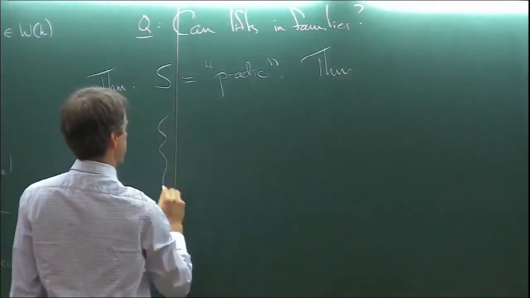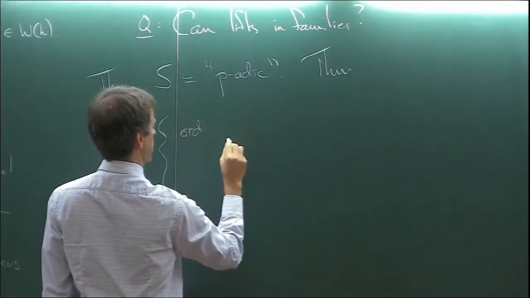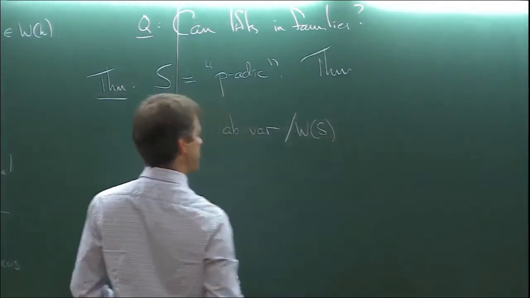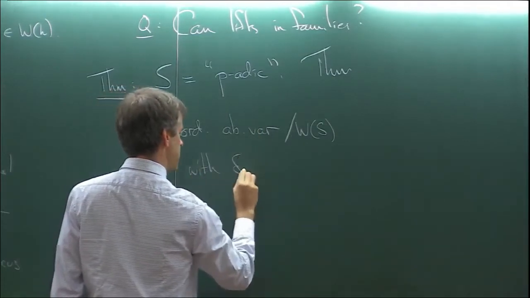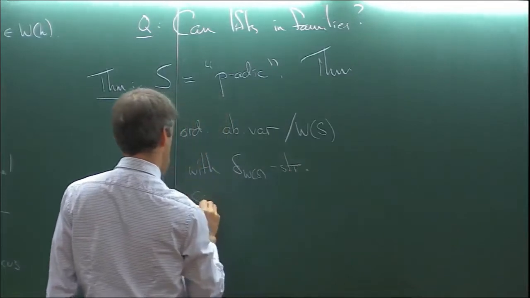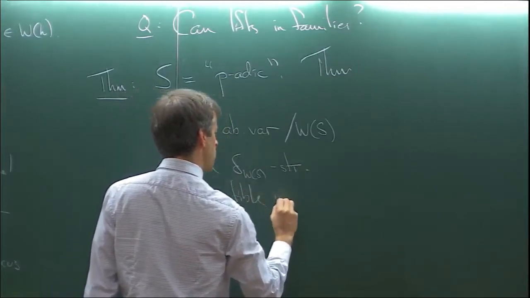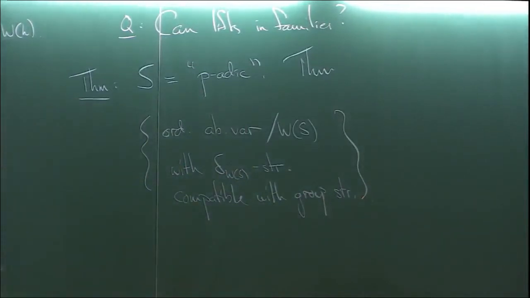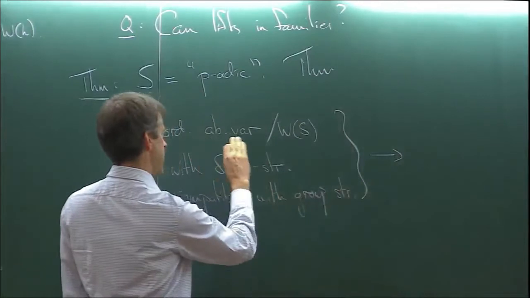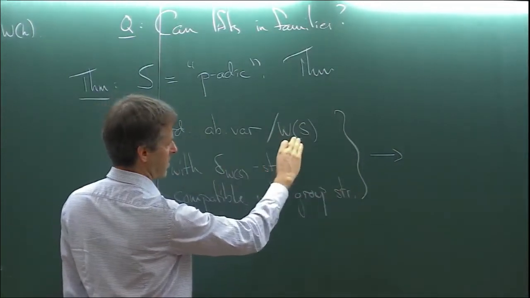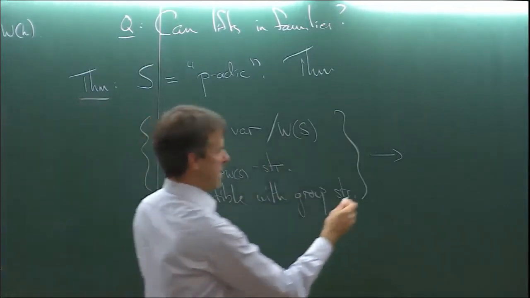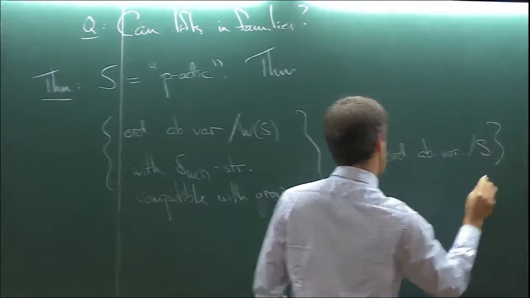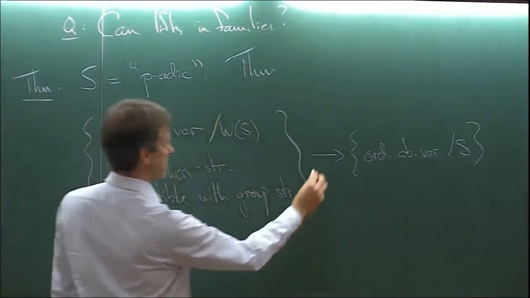Then we have a functor from ordinary abelian varieties over S to ordinary abelian varieties over W of S with delta sub WS structure compatible with the group structure. So this is a category. I'll explain what these terms mean, but in particular, everything inside is an ordinary abelian variety over W of S. You can just pull back to S itself, and you get an ordinary abelian variety over S. And this is an equivalence of categories.